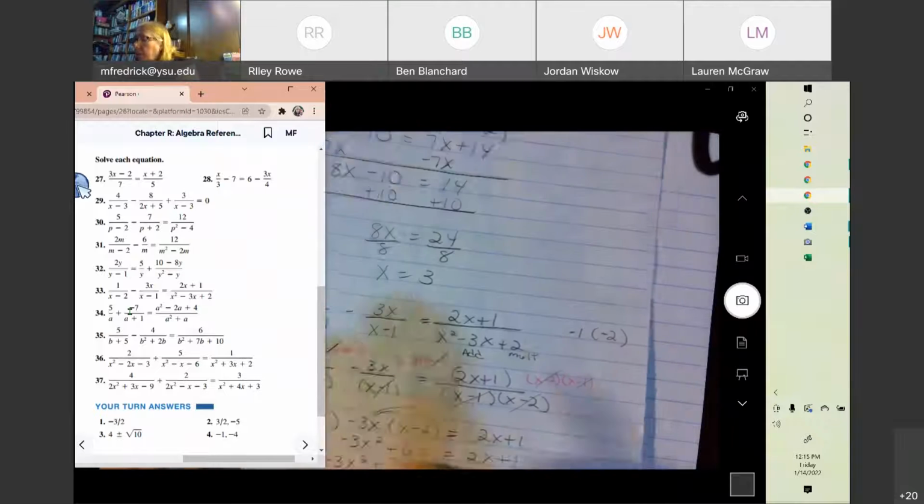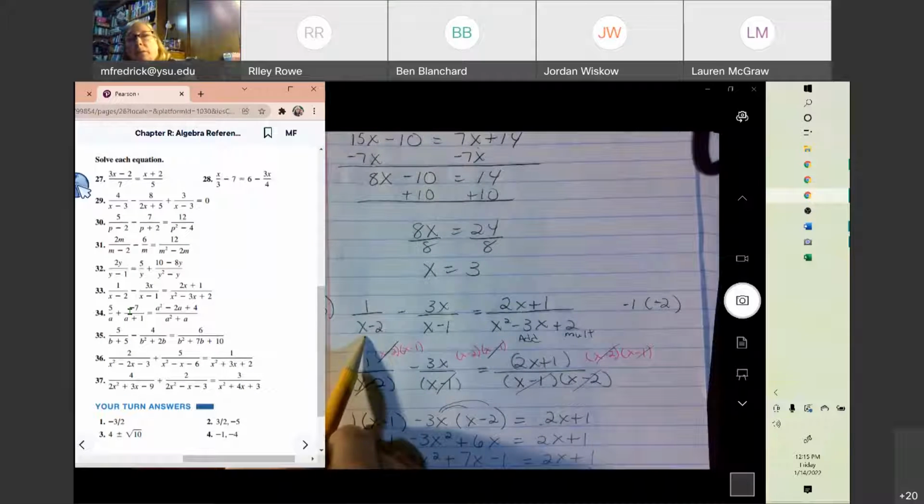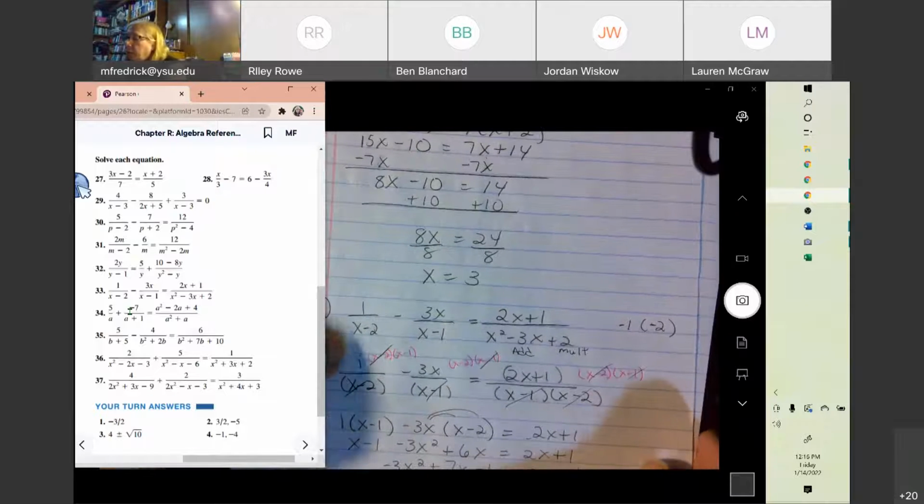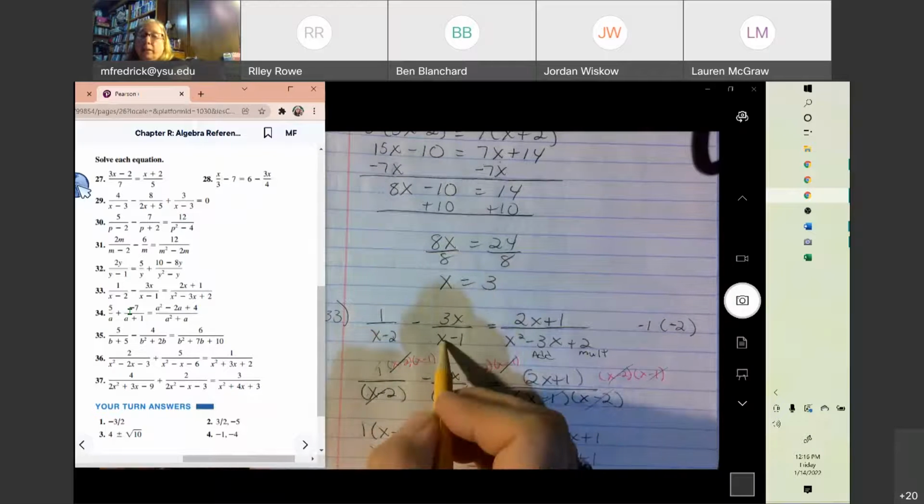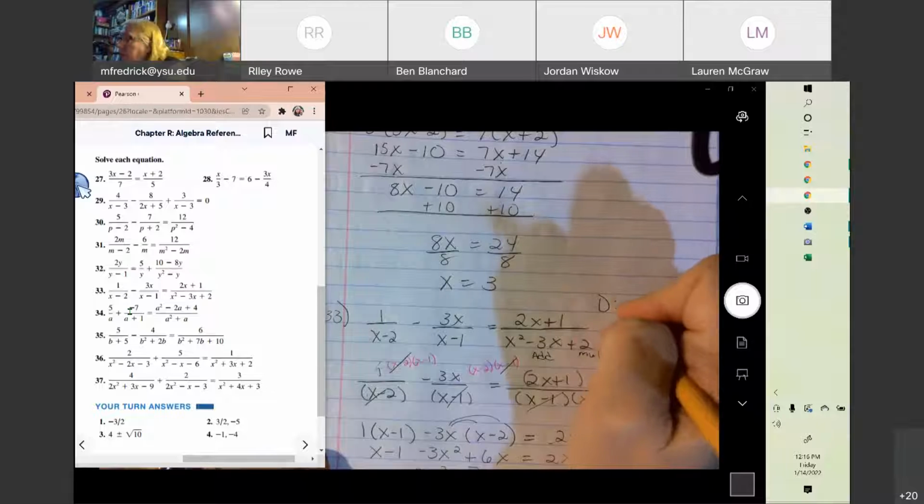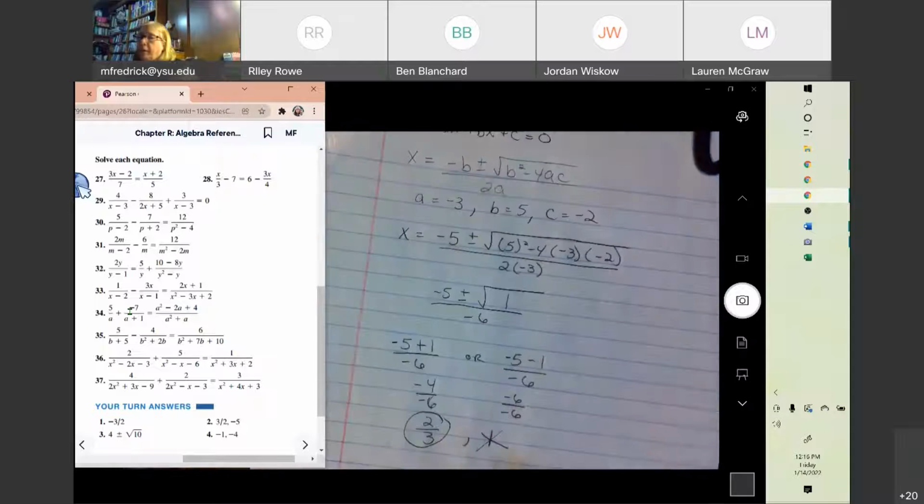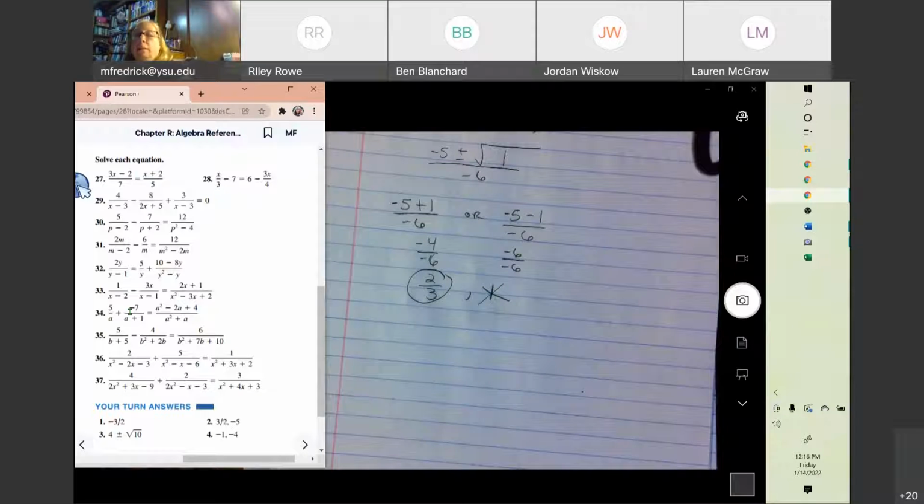So anytime you have variables in the denominator, you need to check your answers. When we get into the section, we will learn about domain. And so then we would find that first, because the domain are values you need to omit. In this case, if x is 2, I get 0 in the denominator, and if x is 1. So my domain would be x cannot equal 2 or 1. So then when I get that value, I would omit it. So if you have a fraction with a variable in the denominator, check your answers. Any questions on that?